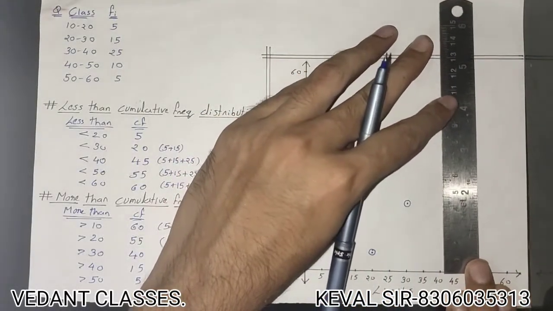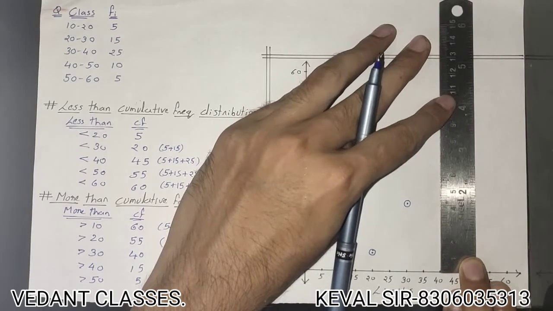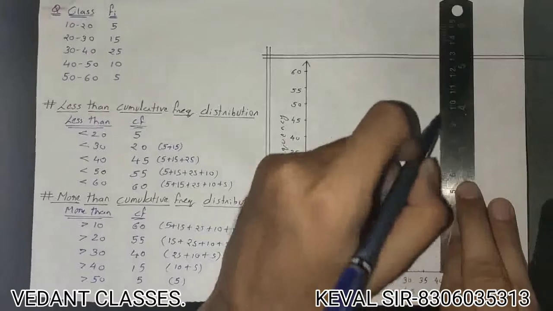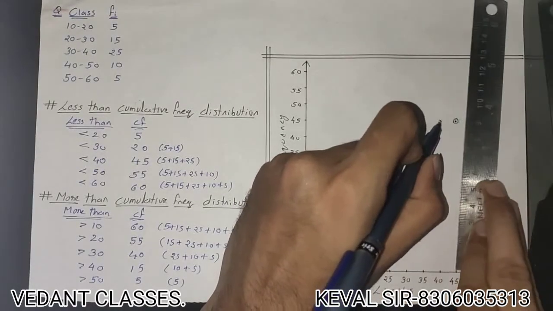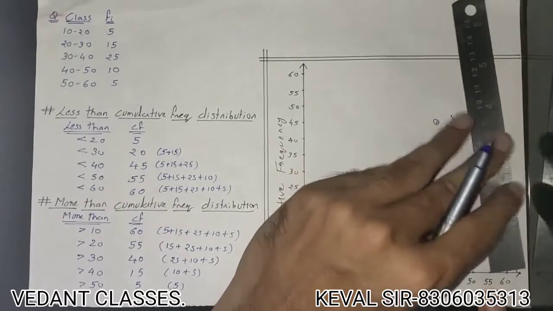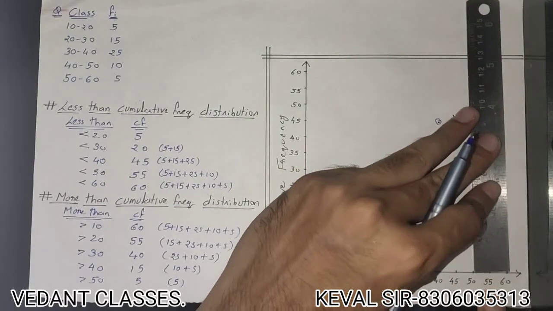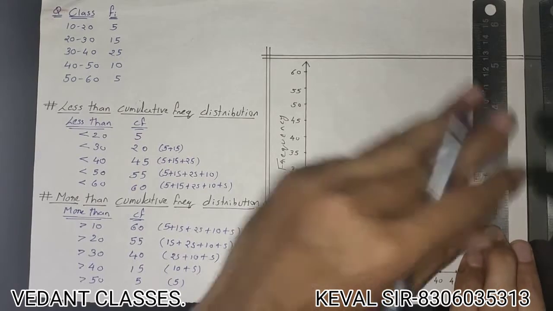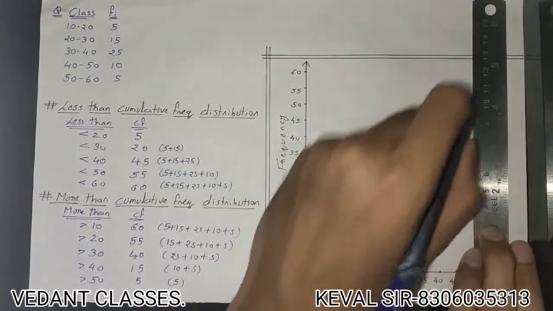Sorry, we have plotted the wrong one. For 40 it will be 45, so the point will be here. Not here, we need to cancel this. Okay, so for 50, it will be 55, then it will be over here.